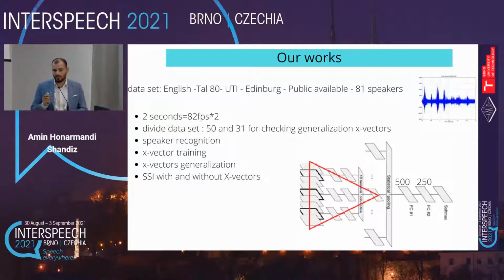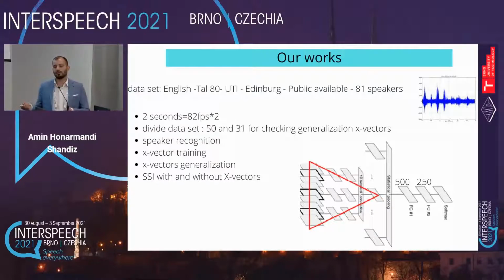Then we divided the data set into two data sets. One data set is for training and another for generalization, which is 50 of the speakers for training and the rest of them for generalization. And after that, we did speaker recognition.